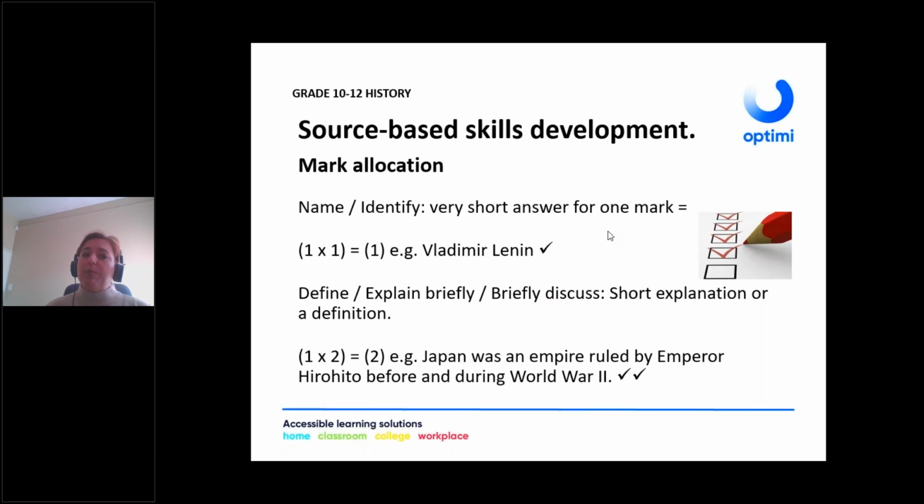Then also very important when it comes to source-based questions is that you look at your mark allocation. So many times you will see a very basic mark. 1 times 1 equals 1. So this means we actually just want one short, brief answer. So this can be name or identify. So it's a very short answer for 1 mark.